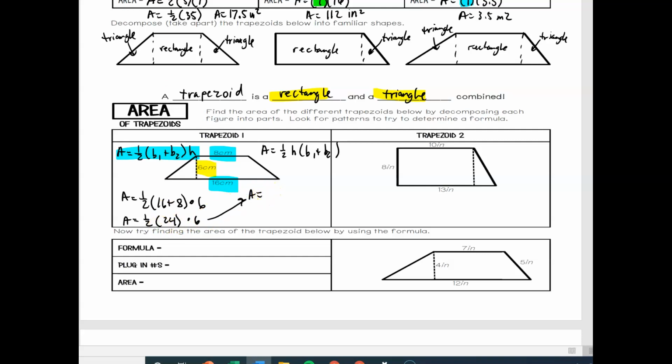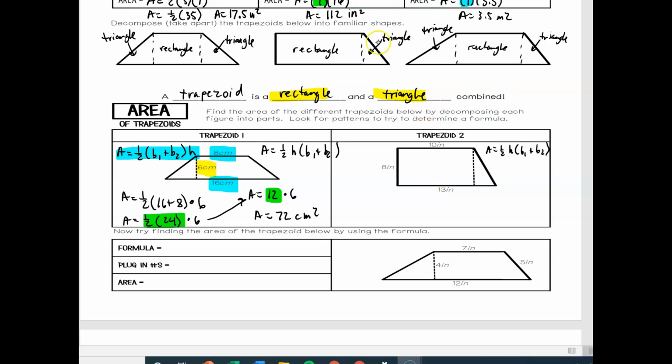So half of 24 is going to give me 12, right? Just 24 divided by 2. So again, I got 12 by taking half of 24. And you're not done, times 6. So your area is equal to 72 centimeters squared. You might want to pause this, rewind, watch it again, because this one can be tricky. Let's do the next one.